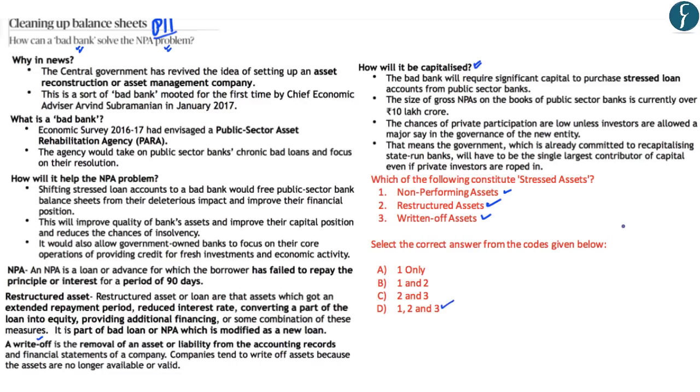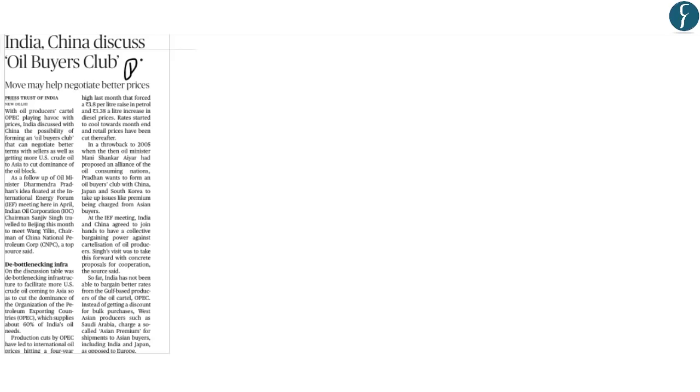So now hopefully you've also gotten a conceptual understanding of what stressed assets are. And with this, let us move on to the next article. We have taken this article from page 15. What this article talks about is that India and China are discussing forming an oil buyers club.